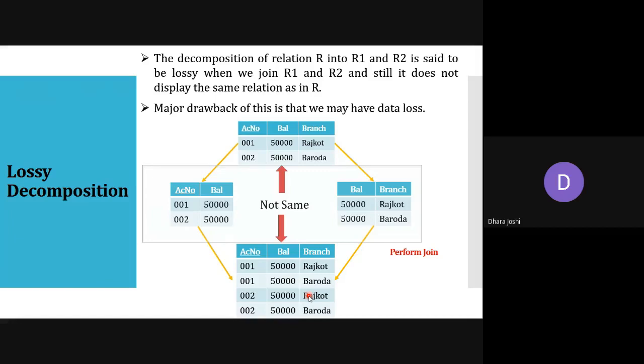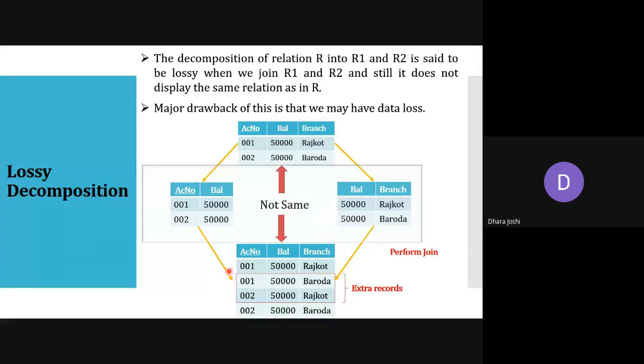So these two are extra records, and that's why we call it a lossy decomposition. We lost the actual data and now we are confused about which one is the correct one.